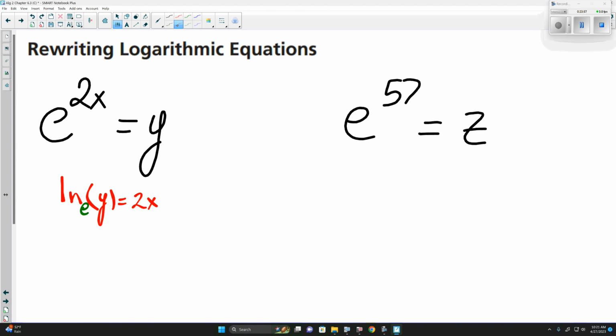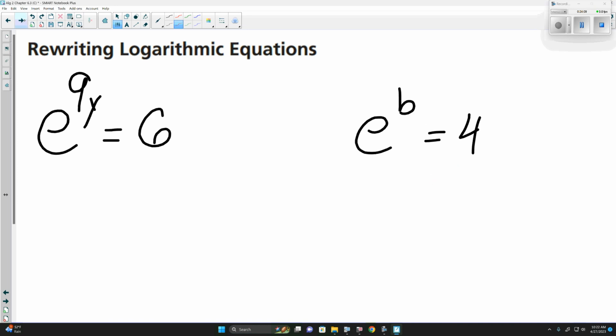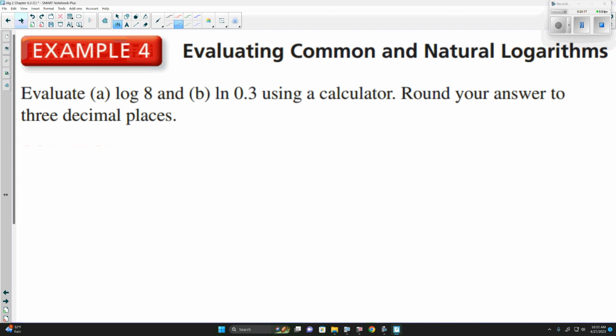And that sometimes is confusing, that we can just drop the base off. Here we would have ln of something equals 57. Questions on this here? Do we need to see another example of one of these?